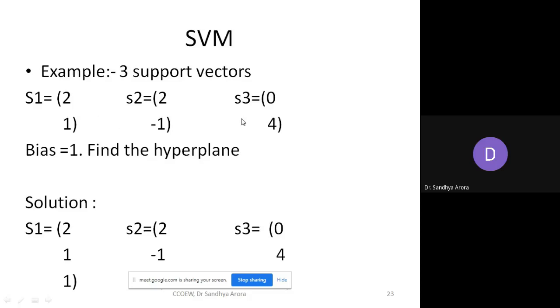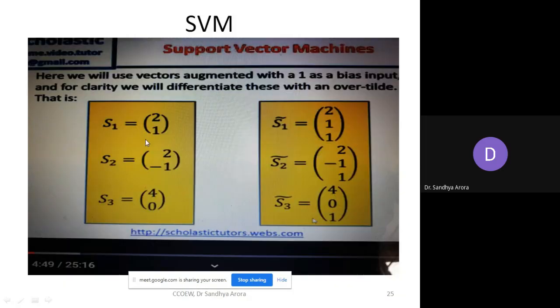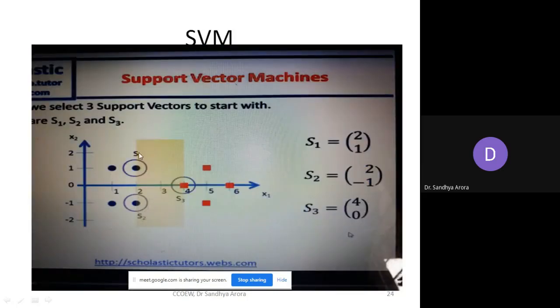Okay, so just have a visual look at this. My first support vector is (2, 1), the second support vector is (2, -1), and the third support vector is (4, 0). This is S1, this is S2, this is S3 support vector. You want to identify the plane equation using these support vectors. Why? Because these are one class of data points to be classified, this is another class of data to be classified.